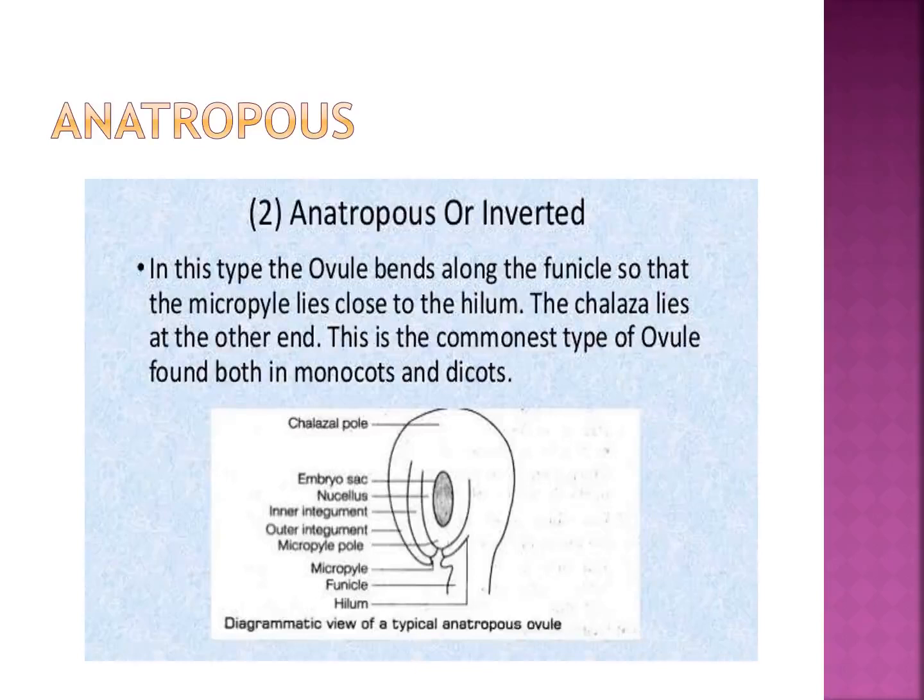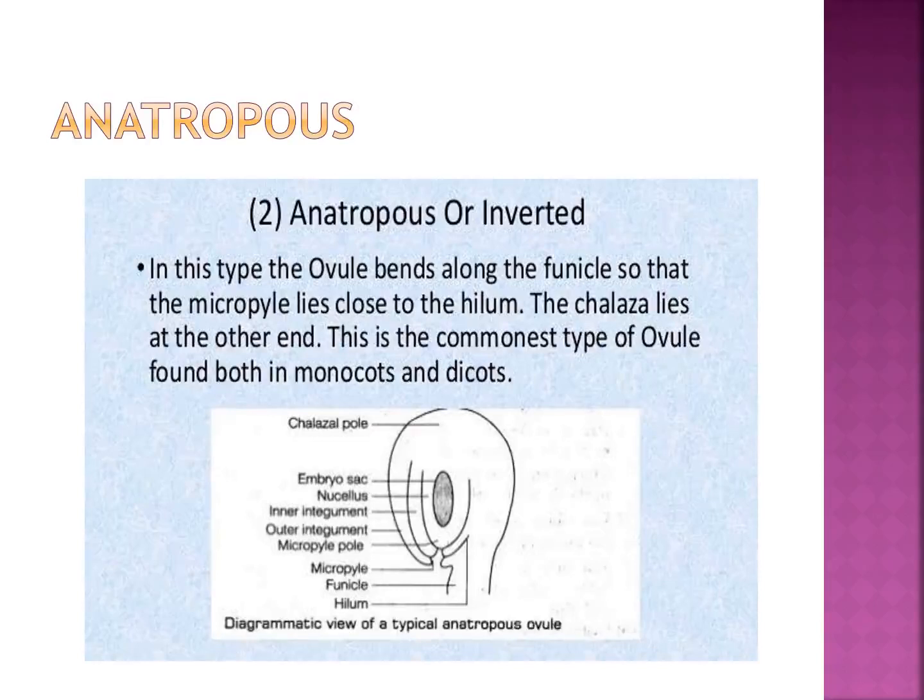This is the commonest type. This ovule is found in both monocot and dicot. What are monocot and dicot plants? Monocots are single-seed-leaf plants, and dicots are two-seed-leaf plants.